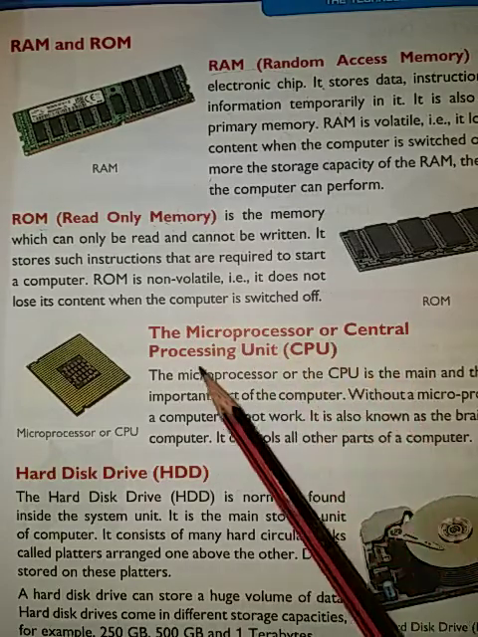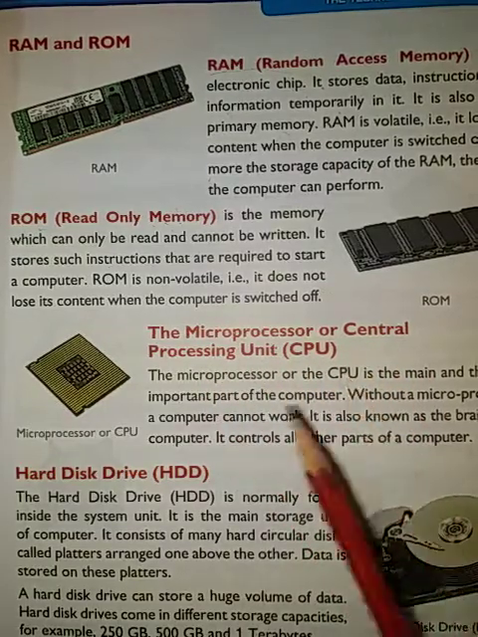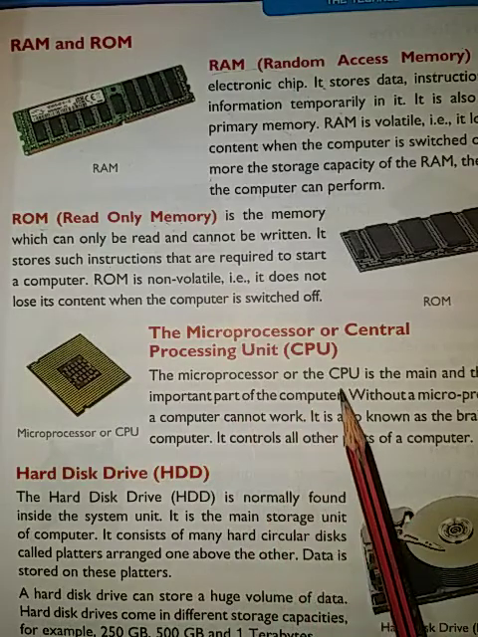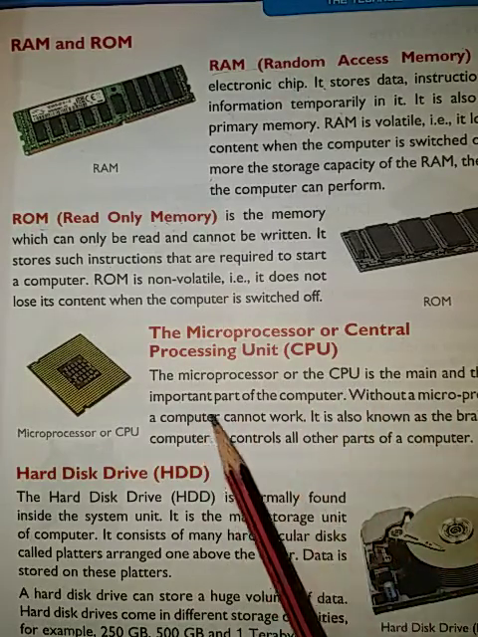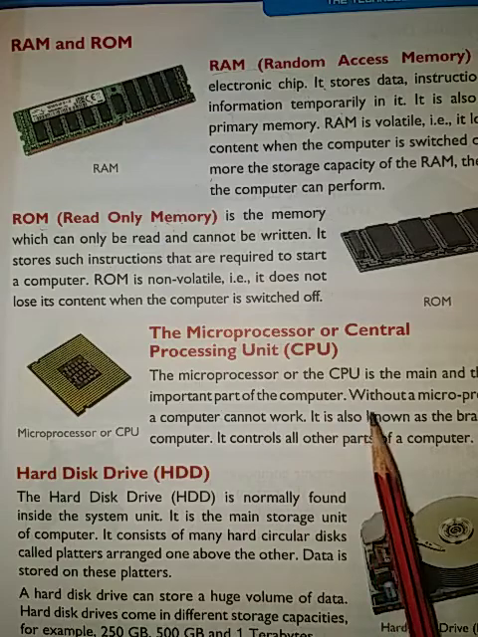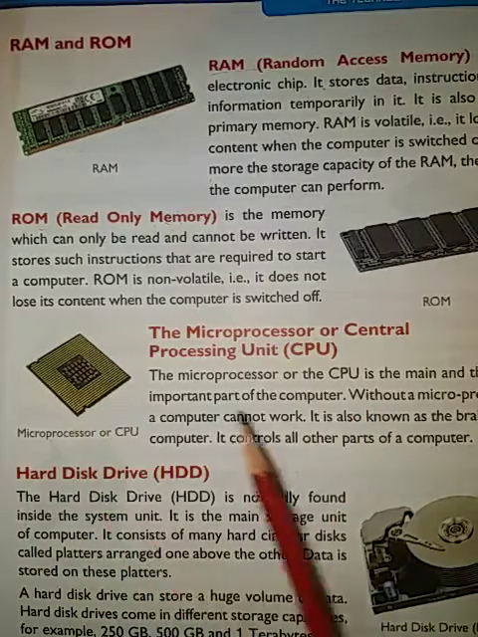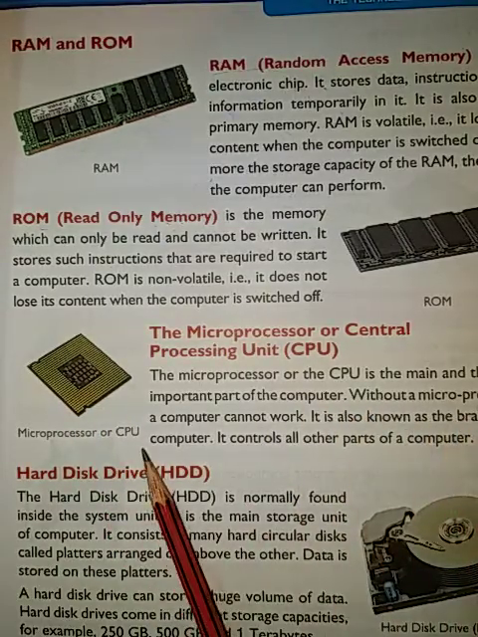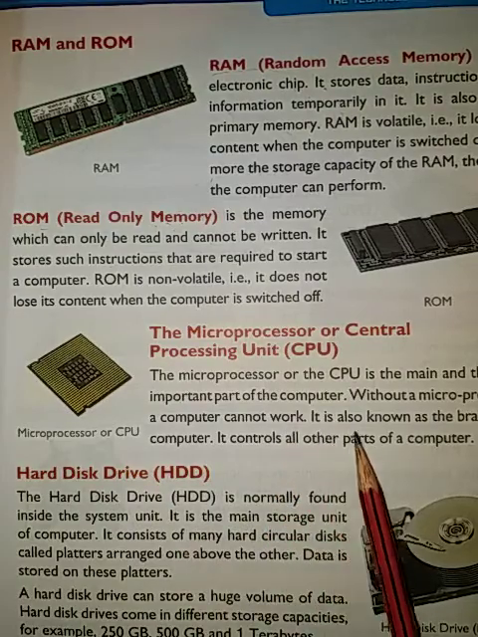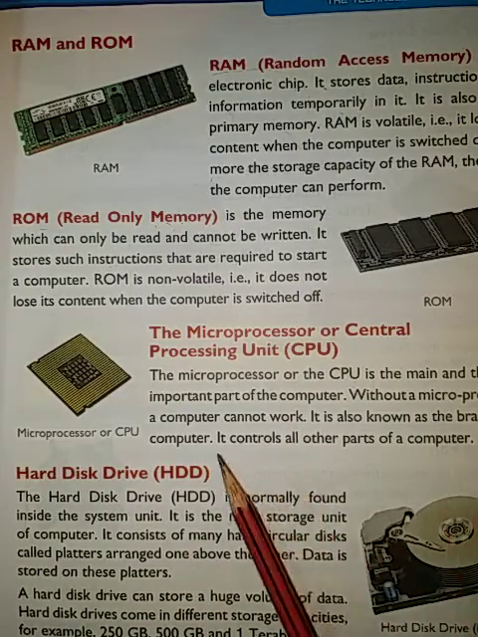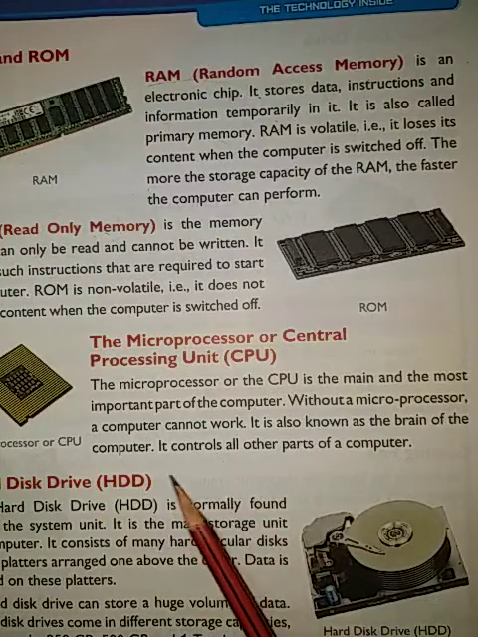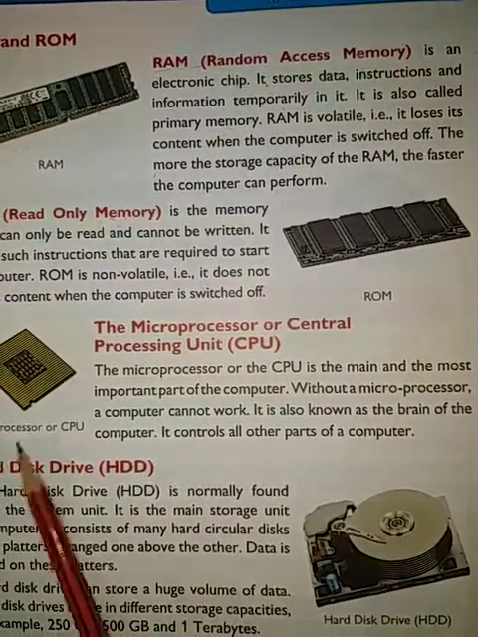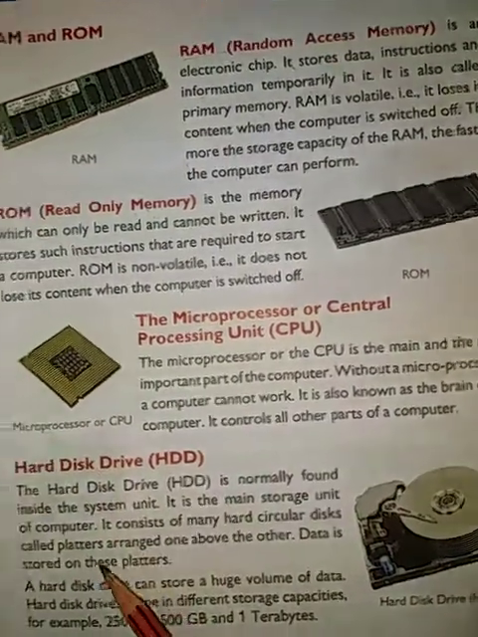Microprocessor or central processing unit, CPU. The microprocessor or the CPU is the main and the most important part of the computer. Here you can see it's the most important part of the computer. Without a microprocessor, a computer cannot work. It is also known as the brain of the computer. It controls all other parts of the computer.